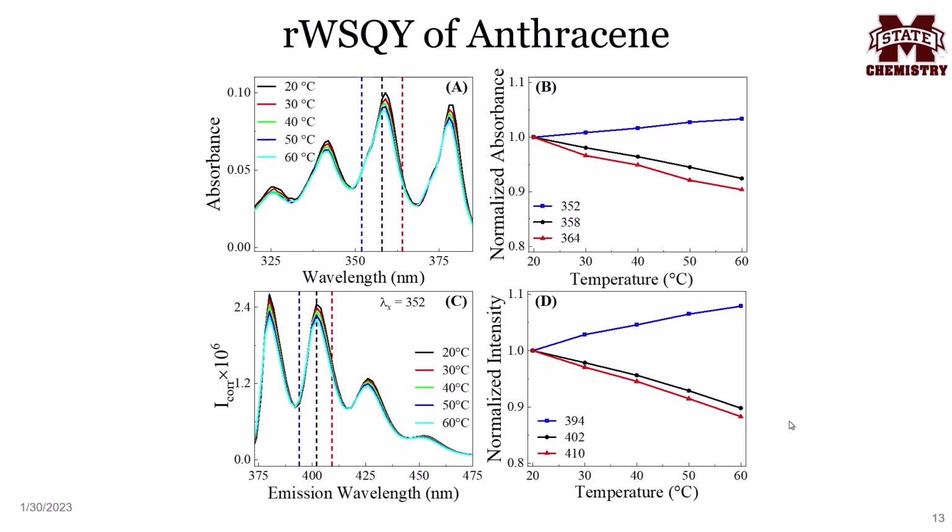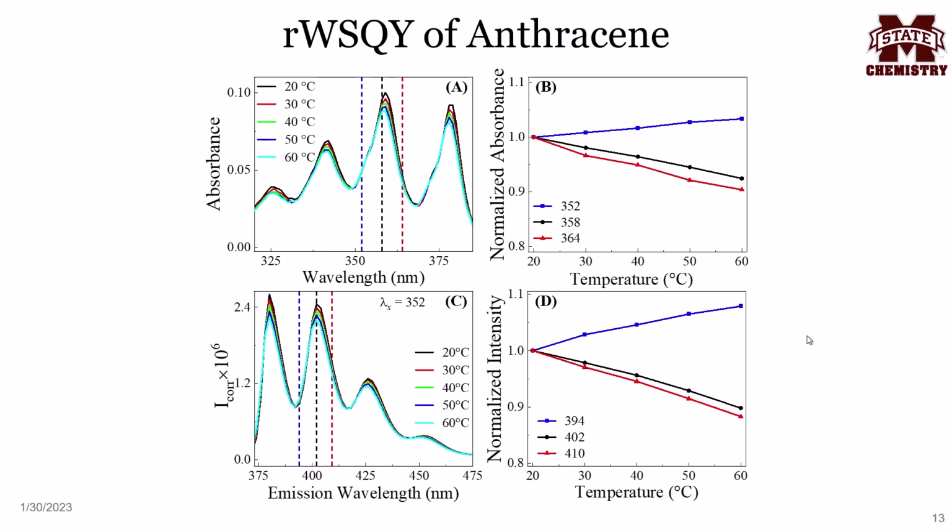Using the ratiometric wavelength-specific quantum yield, we wanted to study the impact of temperature on anthracene, a highly studied organic fluorophore. The temperature-dependent fluorescence of anthracene has been commonly studied due to its minimal change in fluorescence intensity with increasing temperature, making it a stable emitter under various temperatures.